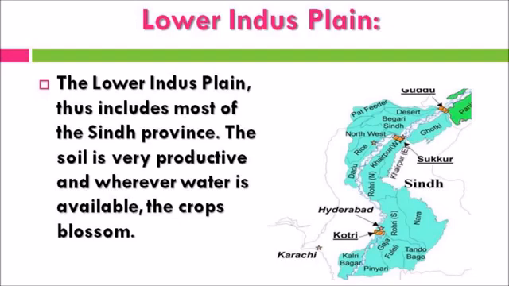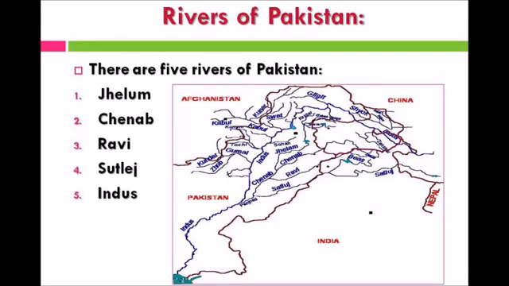And you can see lower Indus Plain in the map. Rivers of Pakistan. There are 5 rivers of Pakistan: Jhelum, Chenab, Ravi, Satluj, Indus. You can see these 5 rivers in the map of rivers.